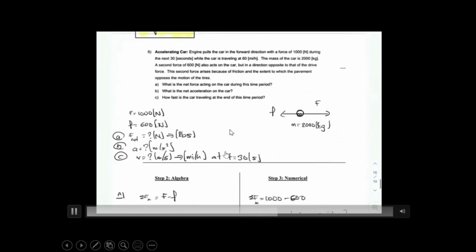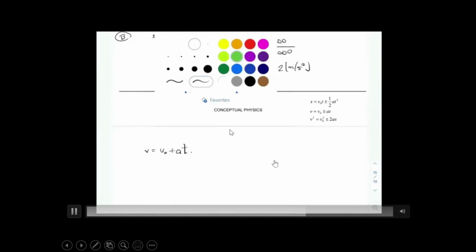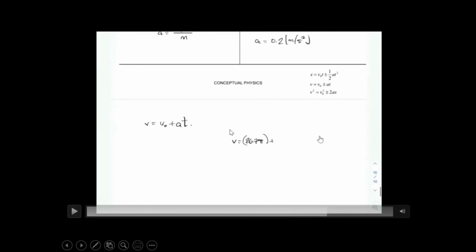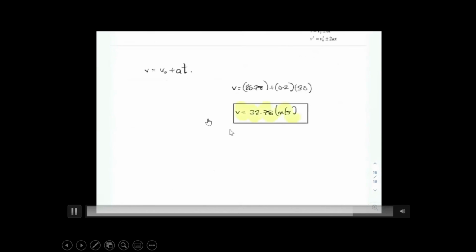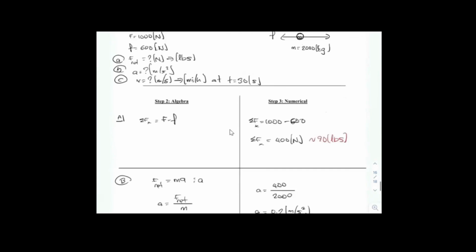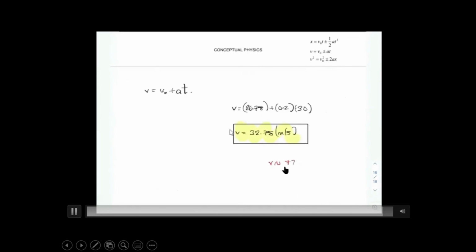Initial speed is not 0. So initial speed is going to be 60 miles per hour. I forgot to list that. It's 26.78 meters per second. So we got all the numbers that we need. So just plug the numbers in. Initial speed is 26.78. Acceleration is going to be 0.02. Time is going to be 30 seconds. And that's it. So this is going to give us a number. It's going to be 73.5 miles per hour, give or take. 73.5 miles per hour is where we're at.